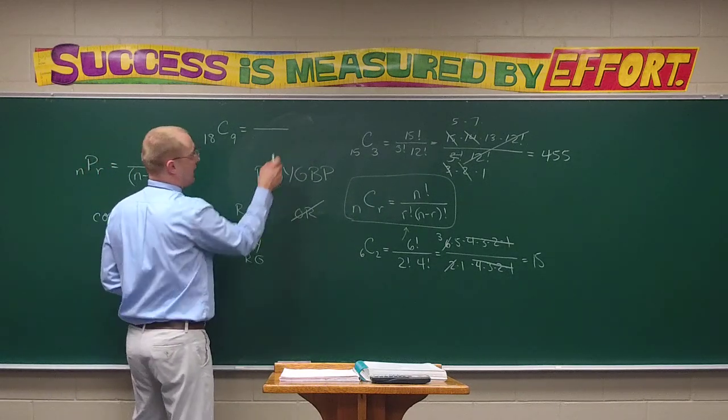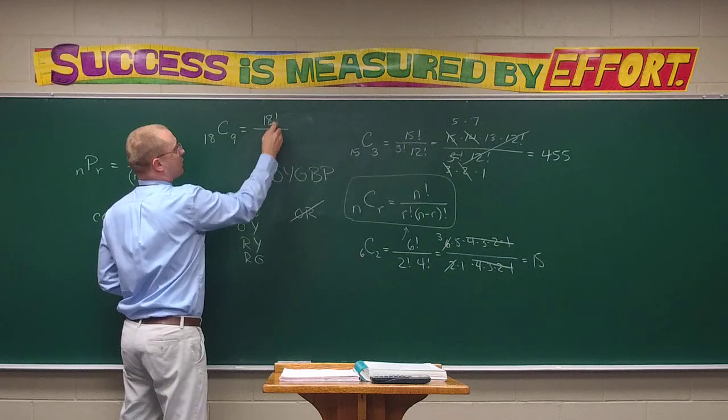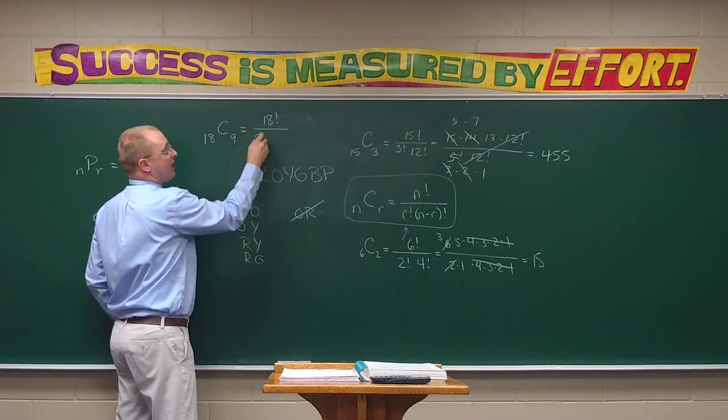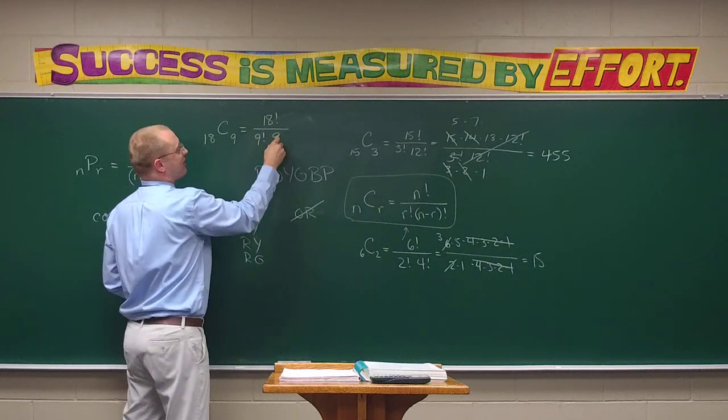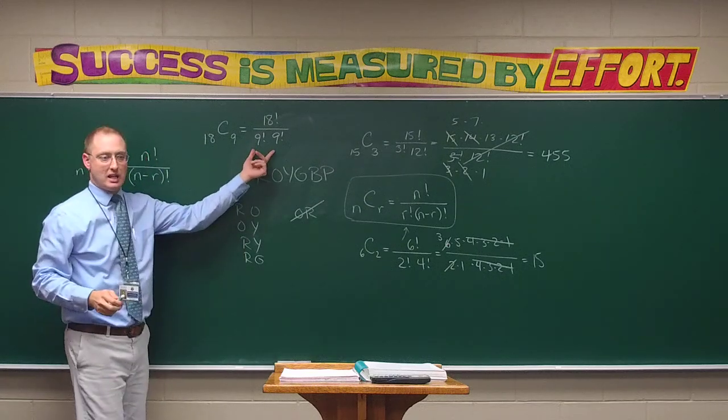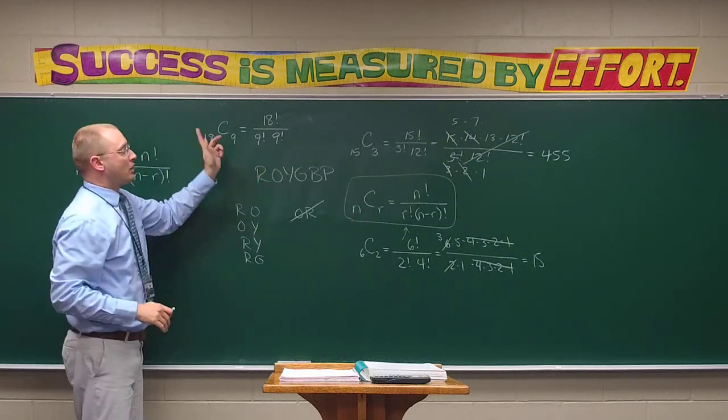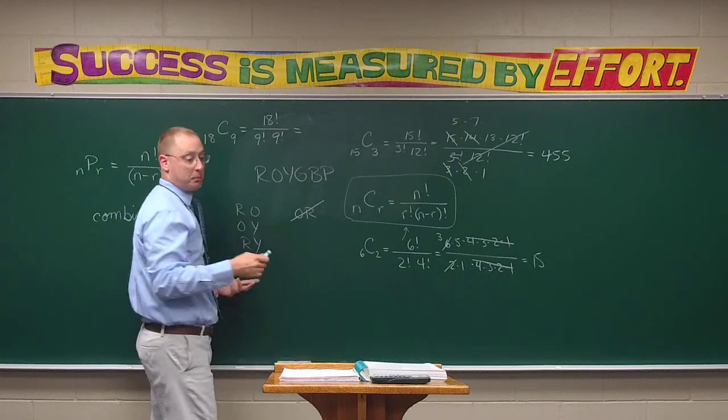Well, in the numerator class we'll have 18 factorial. In the bottom we'll have 9 factorial and another 9 factorial. And by the way, is that the same thing as 18 factorial? No. Quickest, easiest way to do this, I think, is just to plug it into the calculator.